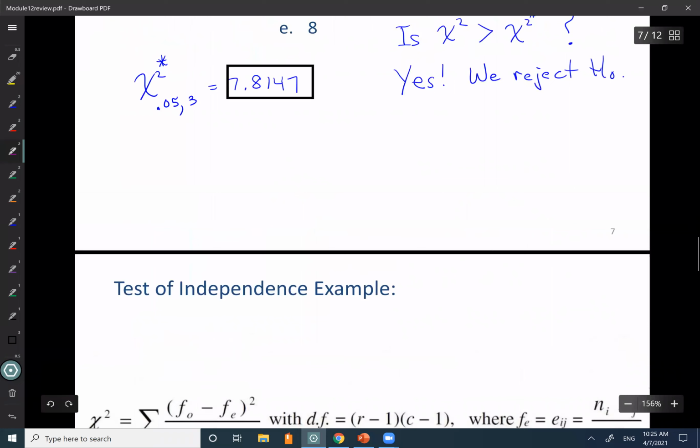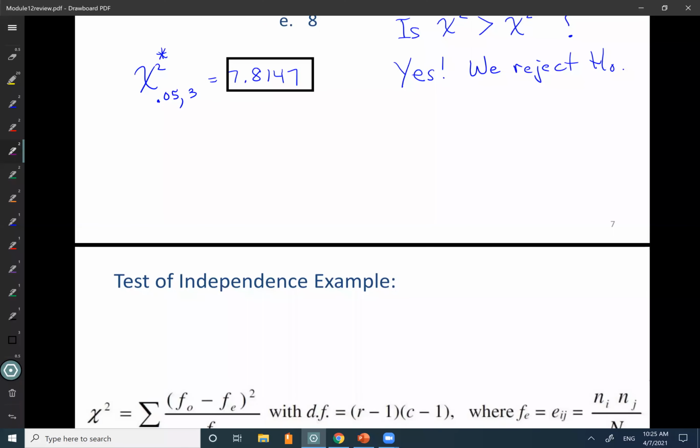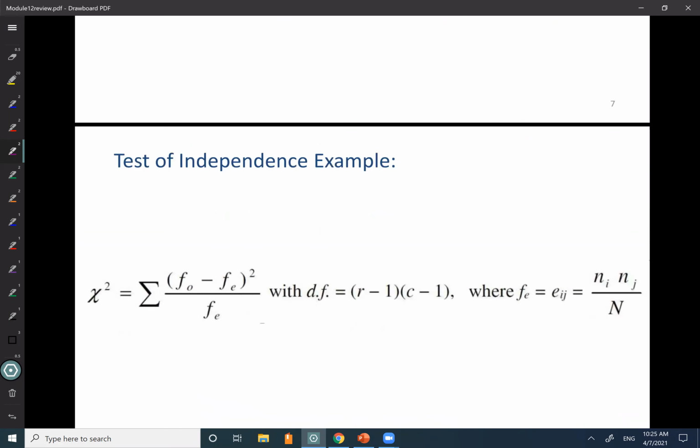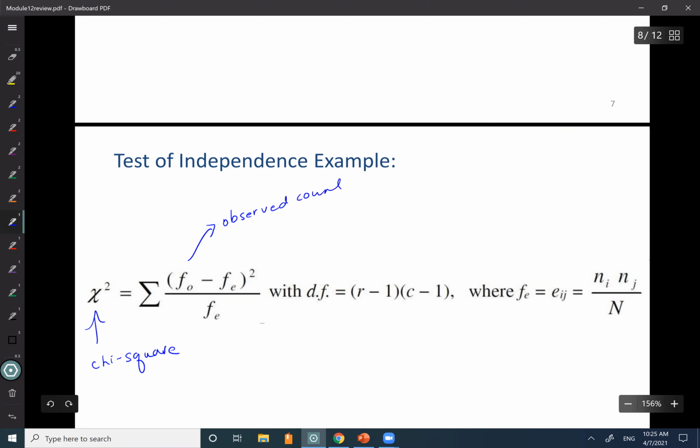Everyone ready to go on to the test of independence? This is another chi-square. We can see it right here from the formula. Again, we have a chi-square statistic, and we should recognize the numerator. That's the observed counts, with an O subscript. And we have our expected counts. And we'll see how this test is different than the one before.